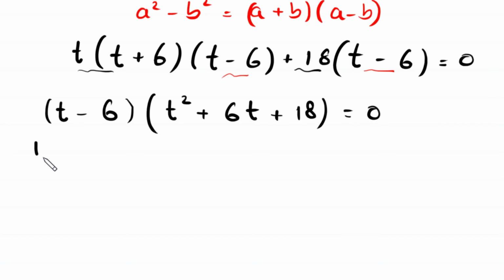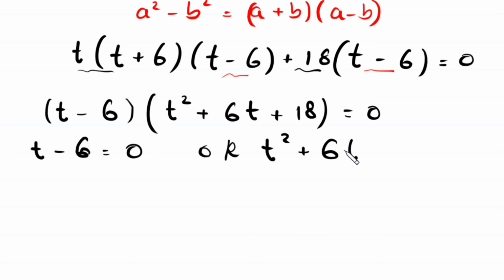Either this expression t minus 6 equal to 0, or this second factor t squared plus 6t plus 18 equal to 0. From this equation, t will be equal to 6. From this equation, we see that the discriminant of this quadratic equation is less than 0 or greater than 0.